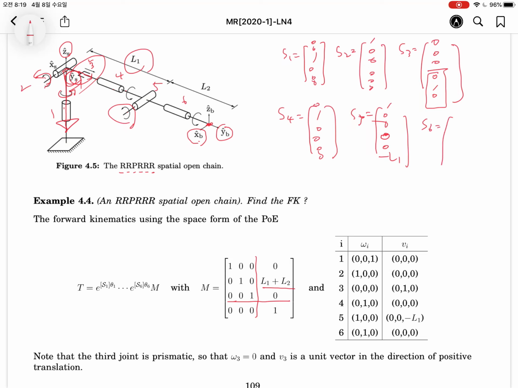S6: the rotation axis is aligned at 0, 1, 0, and there is no linear movement because the axis is going through the origin. So 0, 0, 0. Like this, we can make the list of screw axes.